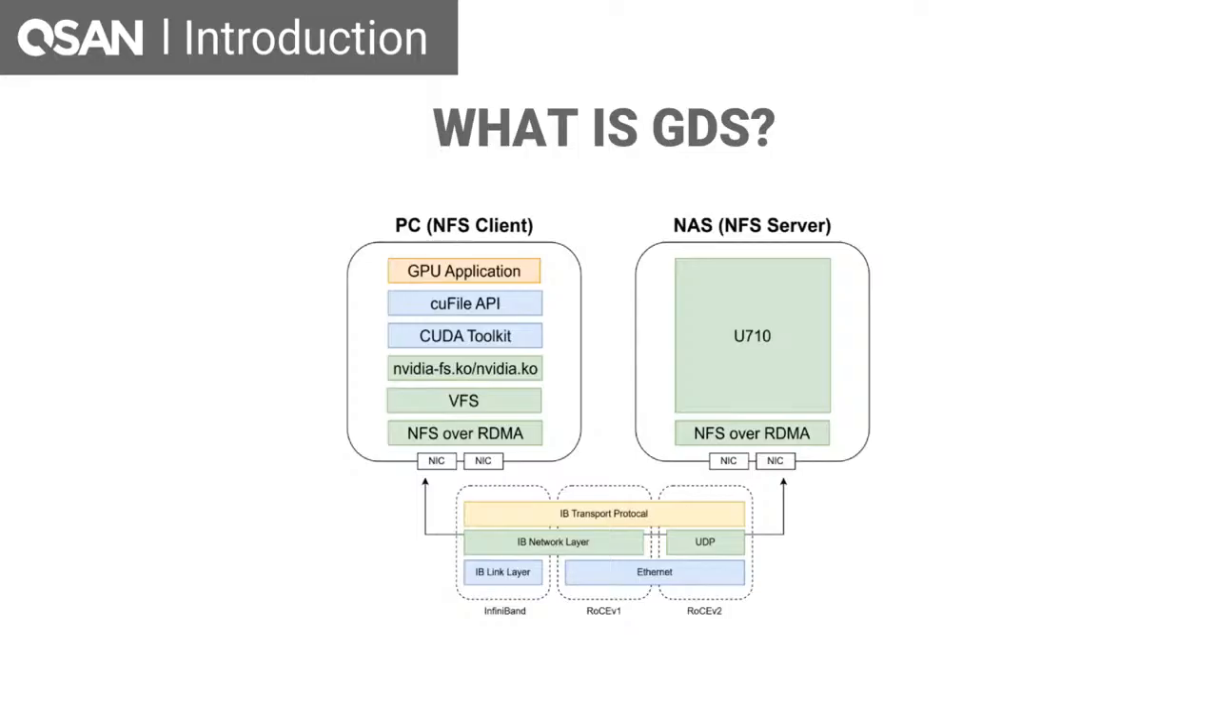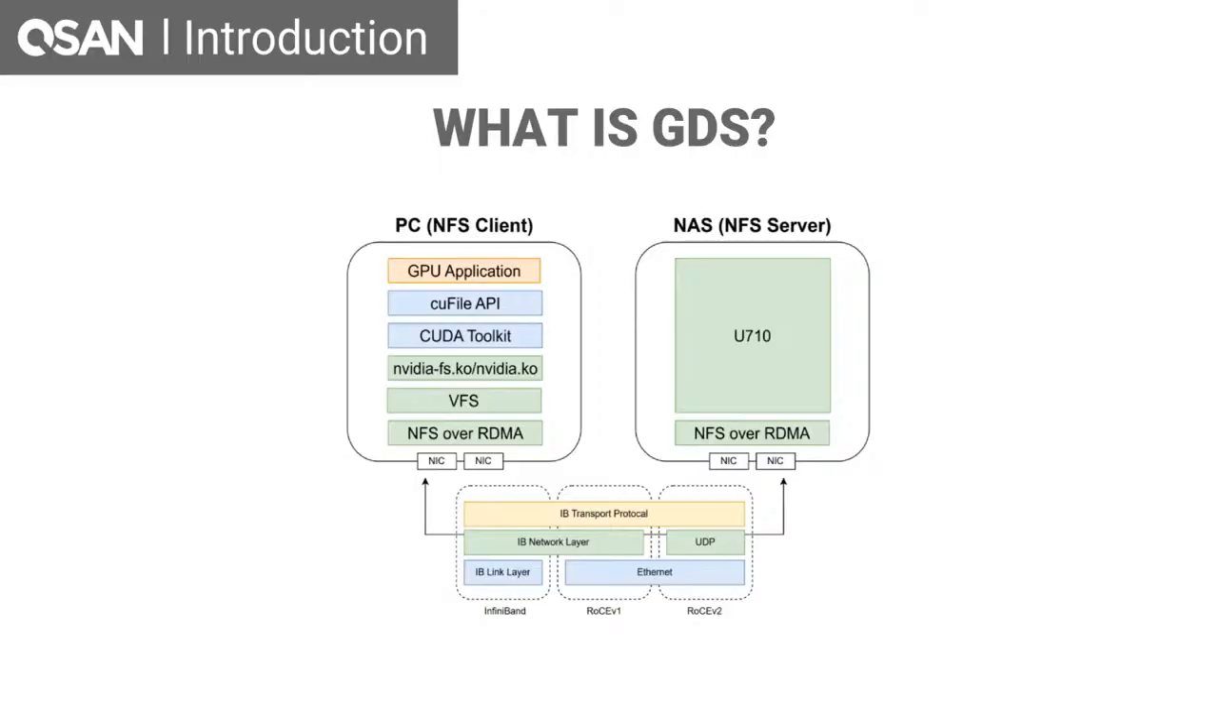GPUDirect Storage, GDS, is an NVIDIA technology aimed at optimizing GPU direct access to storage systems, reducing CPU overhead, and improving data transfer efficiency. Traditional GPU data flow: Application reads data from NVMe SSD or NFS storage to CPU memory. CPU copies data to system memory. CPU sends data to GPU memory over PCIe.